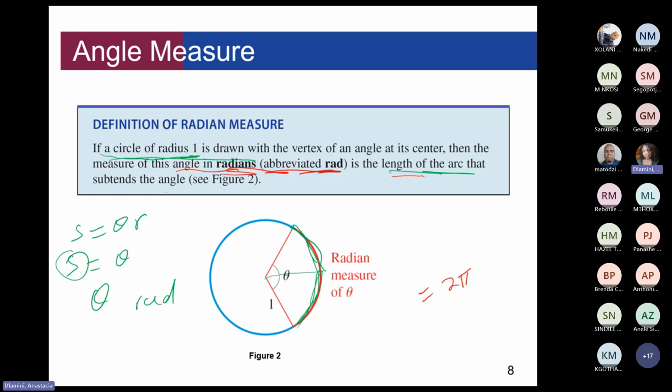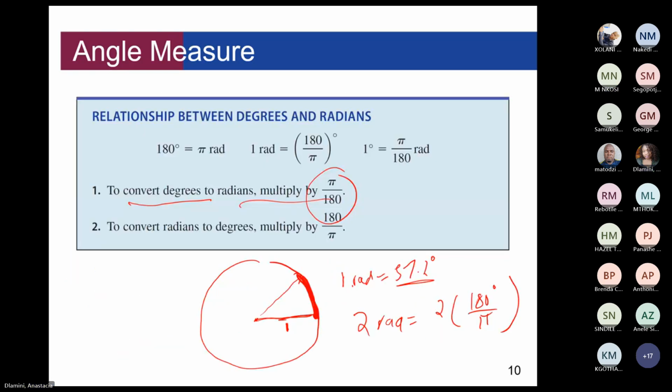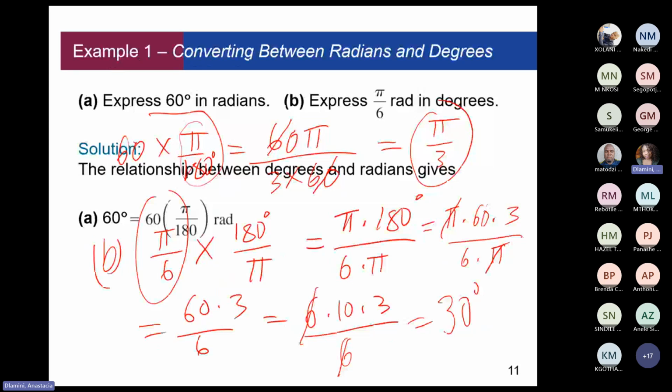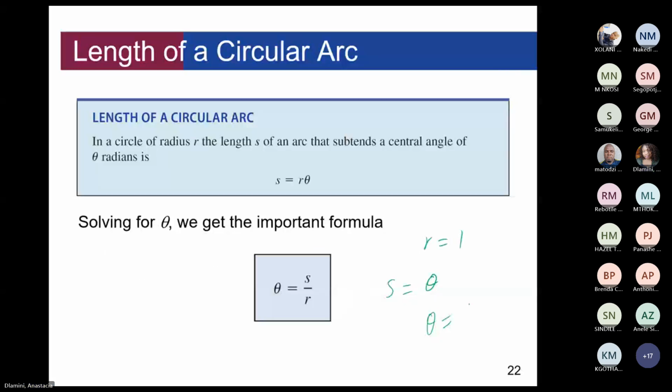Now we are saying we don't know the radius, so we can't assume that the circle is 1. We can't assume that S is equal to 1, and we can't assume that theta is equal to S, because the radius is not 1. If we draw a circle like this, we can't assume we fit maybe 2 radiuses here. We don't know the radius.